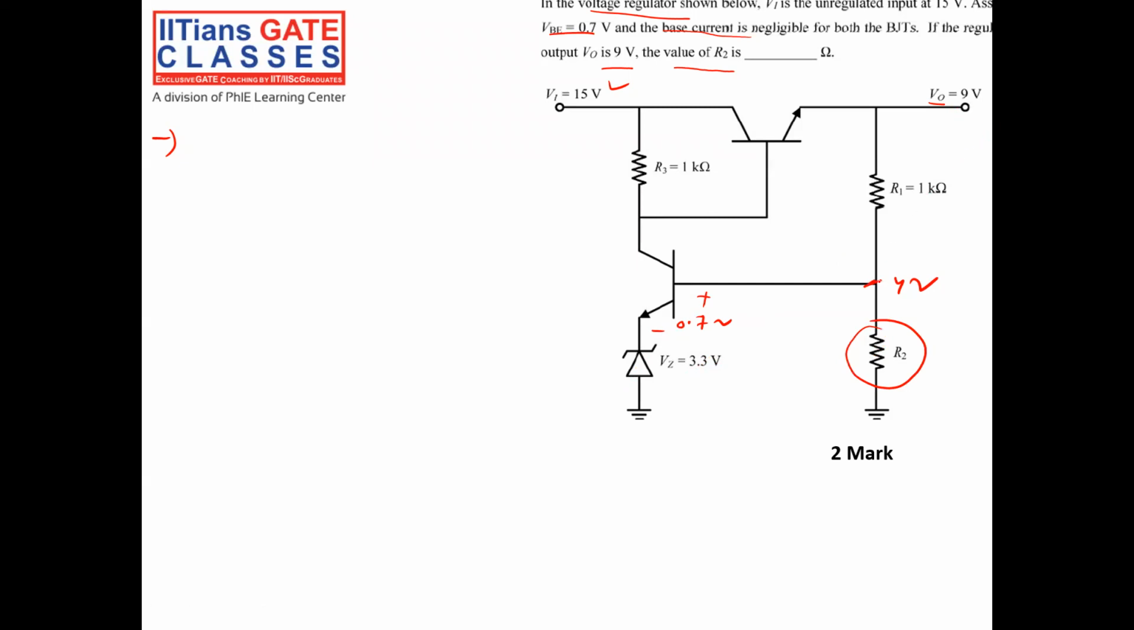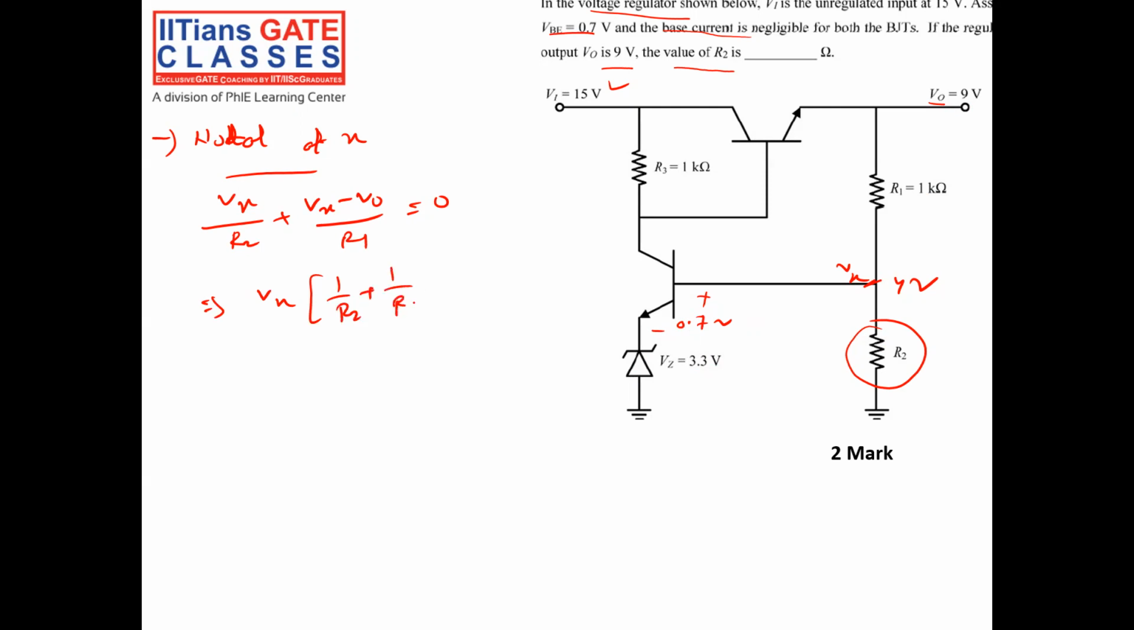So let's put a node here. Let it be Vx. Nodal at x: Vx by R2 plus Vx minus V0 by R1 is equal to 0, right? This implies Vx into (1 by R2 plus 1 by R1) is equal to V0 by R1. This implies V0 is equal to Vx into (1 plus R2 by R1).